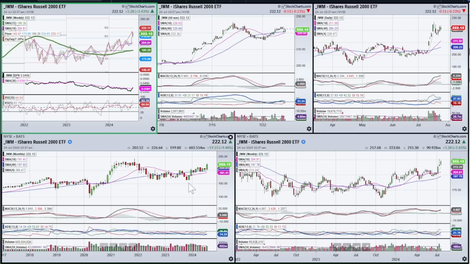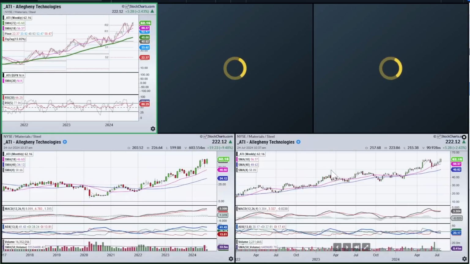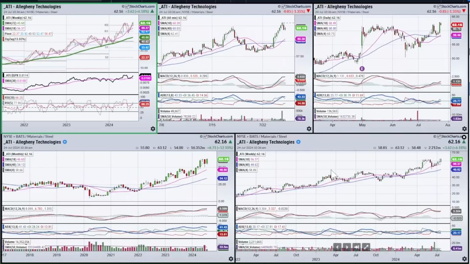I think this is going to improve the underlying broadening. We should see a broadening effect of more other stocks starting to participate. All right, now I do want to answer a question I got on entry on this ATI.